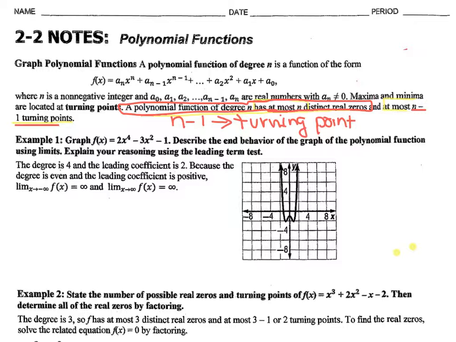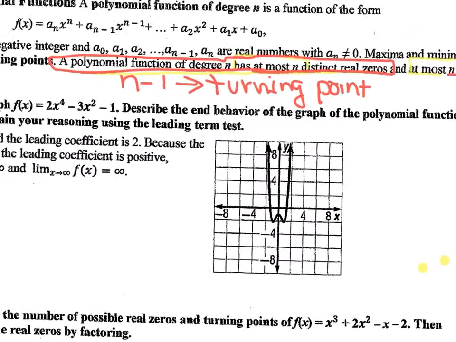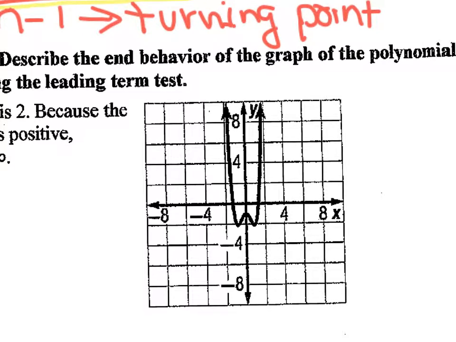Okay. And then we go over example 1. Example 1 says graph f of x equals 2x to the 4th power without looking at the graph. Just by looking at the degree, the number over here is 4. So how many turning points are you expecting to have at the most? 3. So the most number of turning points would be 3. And we can see that here. This is 1, this is 2, and this is 3. That's the maximum number of turning points.